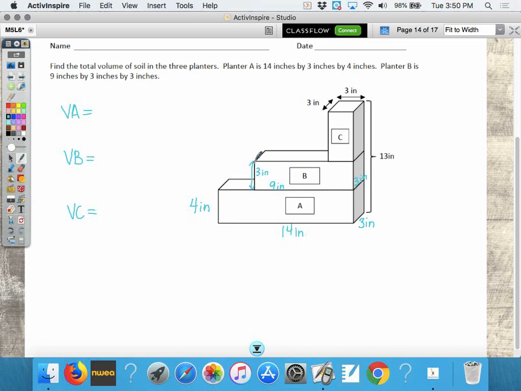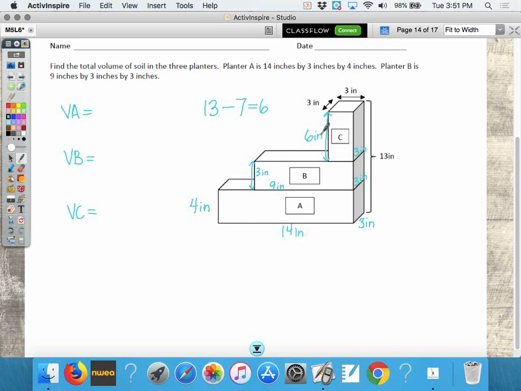All right, so we have to figure out C, which we can do because we know this part right here is 3 inches. And we know it's 3 inches across. So how can we figure out how tall it is right here? That's all we need to know. So what's the height so far of the whole structure? 13. Okay, and I'm going to subtract 4 inches for A and 3 inches for B. So 13 minus 7 equals 6. So this right here is 6 inches.